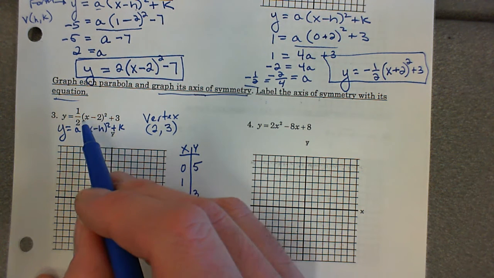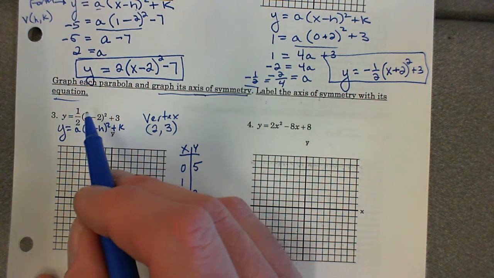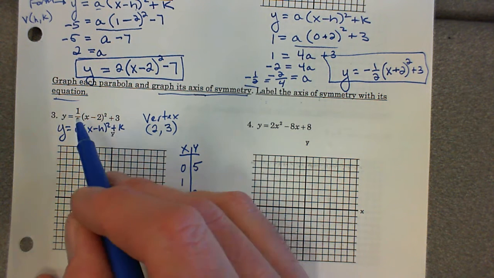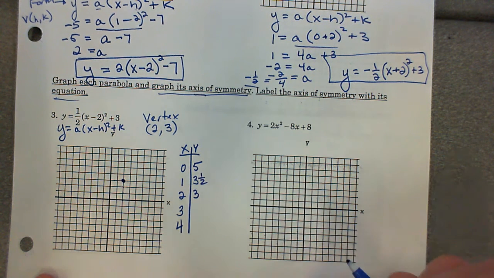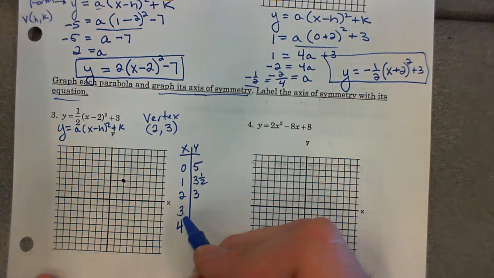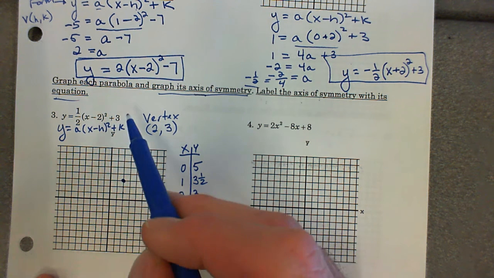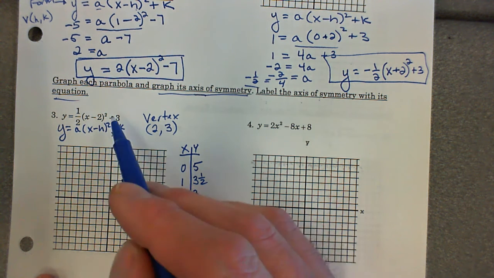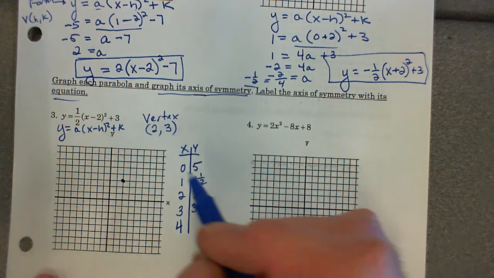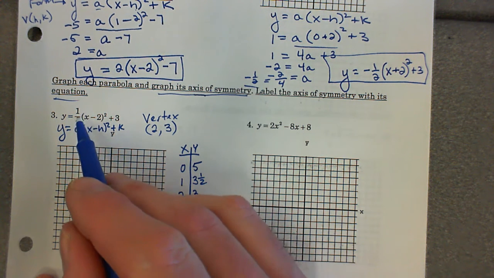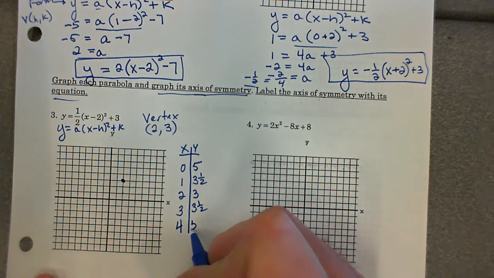Plug in a 1. 1 minus 2 is negative 1 squared, which is 1. 1 times a half is a half. 3 plus a half is 3 and a half. Okay. So then we plug in 3. 3 minus 2 is 1, squared is 1, times a half is a half, plus 3 is 3 and a half. Plug in a 4. 4 minus 2 is 2. 2 squared is 4. Half of 4 is 2. 2 plus 3 is 5.